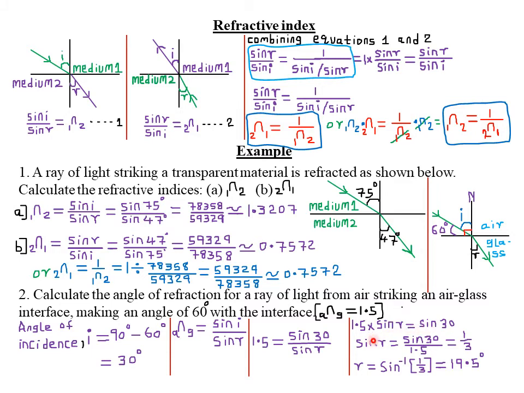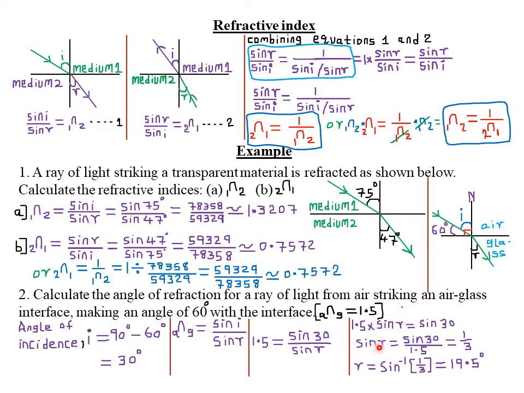being equal to... remember, sine R and sine R on this side will cancel out, so that I just remain with sine 30 degrees. Therefore, if I make sine R the subject of the formula, I'll divide both sides by 1.5, so that I have sine R being equal to sine 30 degrees divided by 1.5. Then we know that sine 30 degrees is 0.5. 0.5 divided by 1.5, you will get 1 over 3.